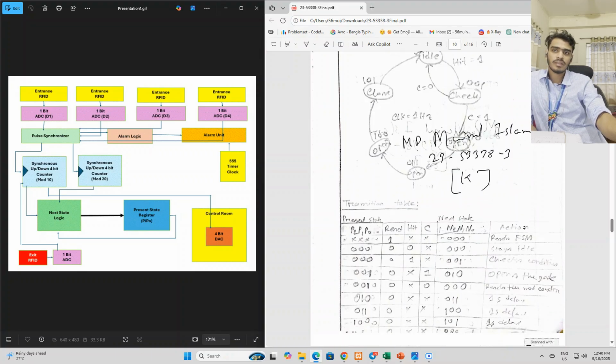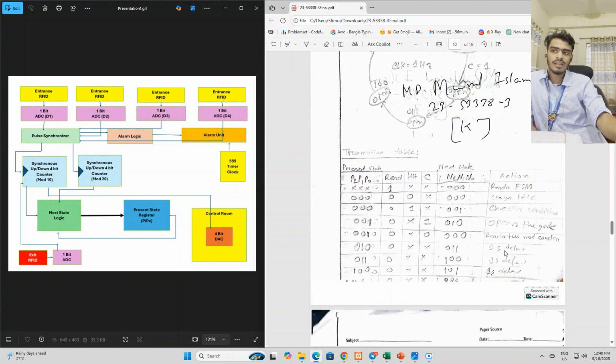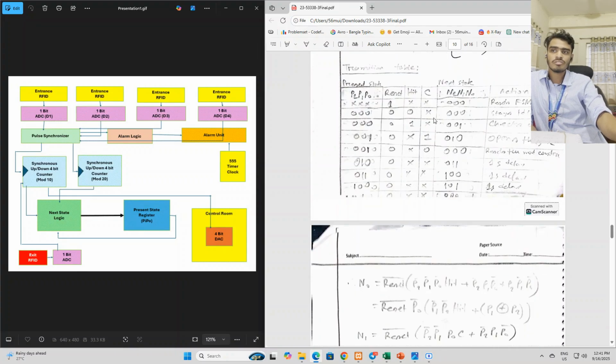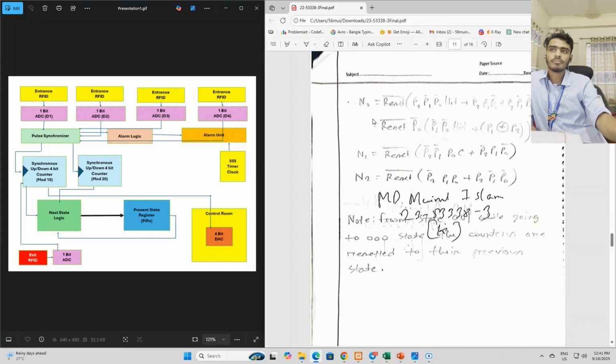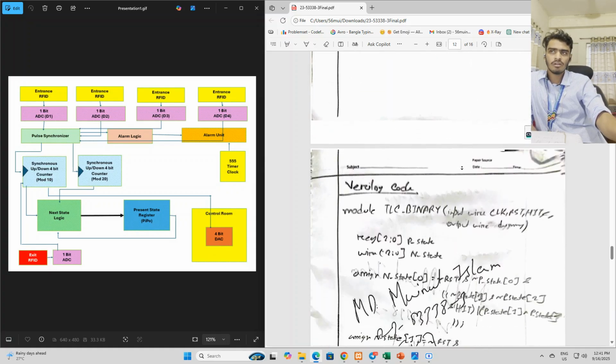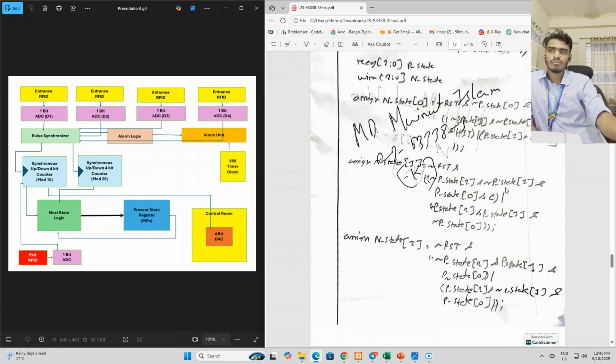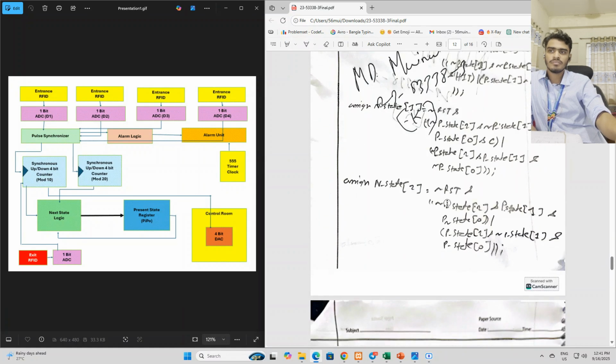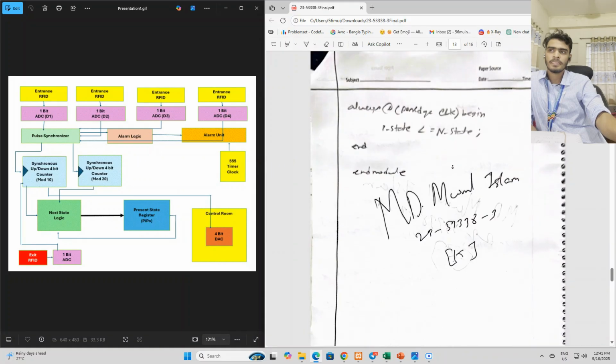So next comes the delay. For 3 seconds it delays, and then goes to the idle mode again. According to this transition table, we have made these equations. With these equations we can actually build our finite state machine. So that is our finite state machine, and this is our Verilog code for the finite state machine.